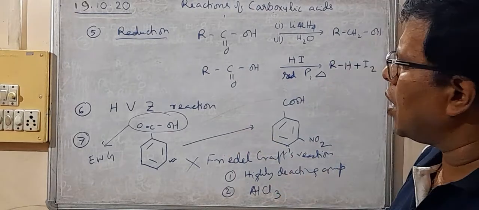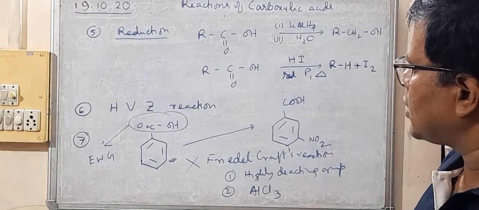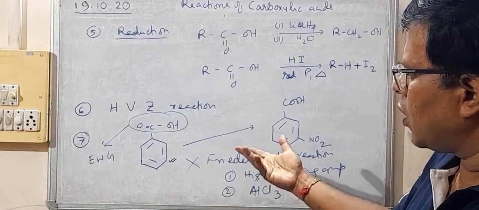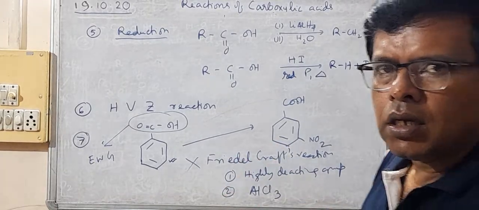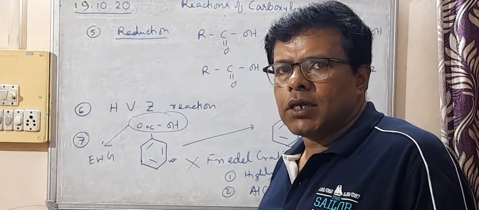So these are some of the chemical properties of carboxylic acid. There may be a few others also that you can easily do. So this much for now.